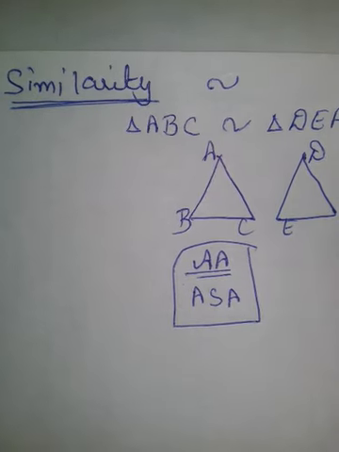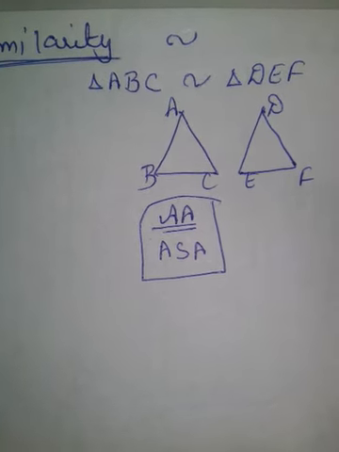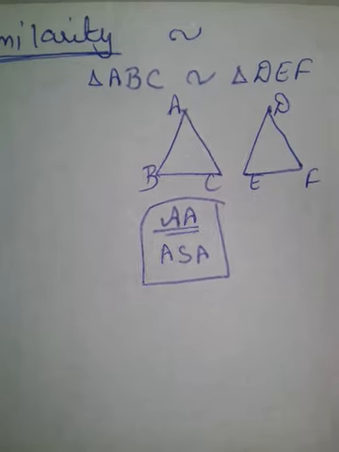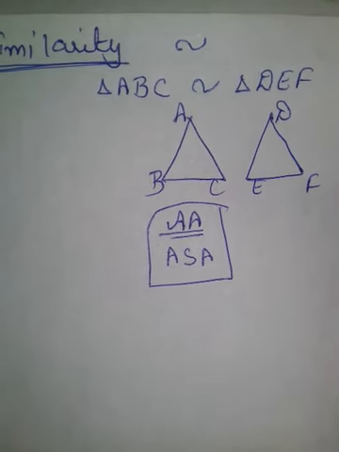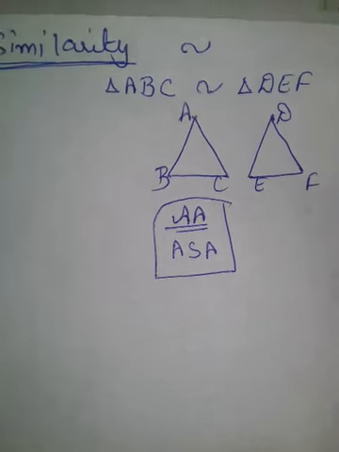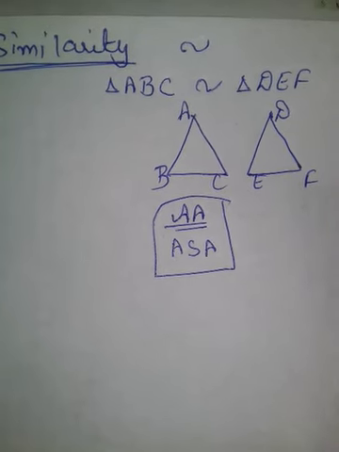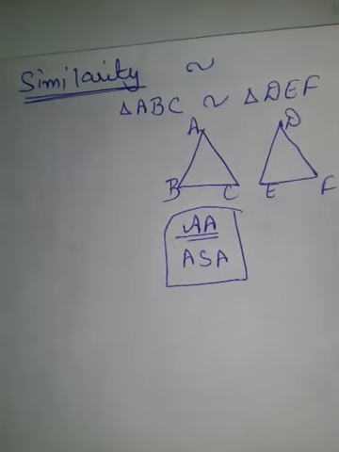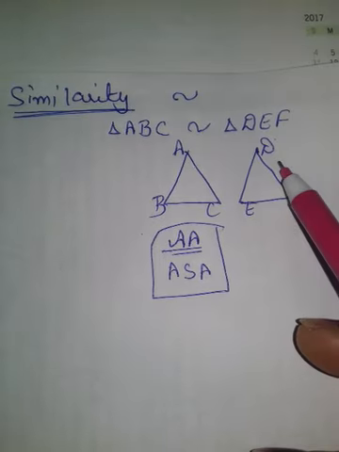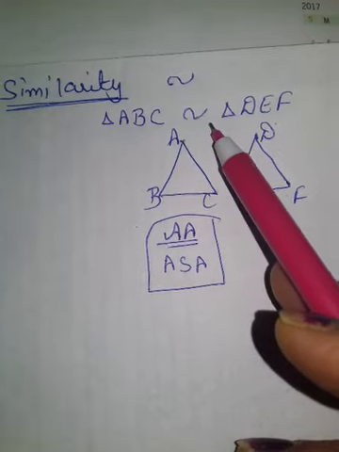Hello friends, today we will introduce the theorems of class 10th chapter 6, which will come in your exam for 4 marks. Before telling about theorems, firstly I want to tell about similarity. In general language, similar means one thing is similar to another thing. But in triangles, if two triangles are similar, suppose triangle ABC and triangle DEF, then we will write similar by this symbol. This is known as similarity.